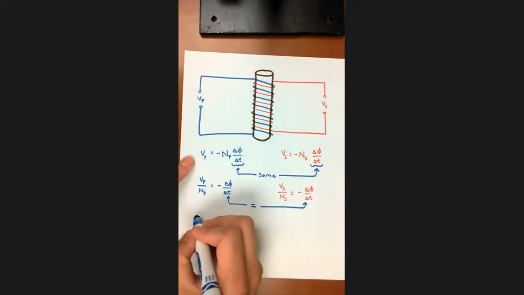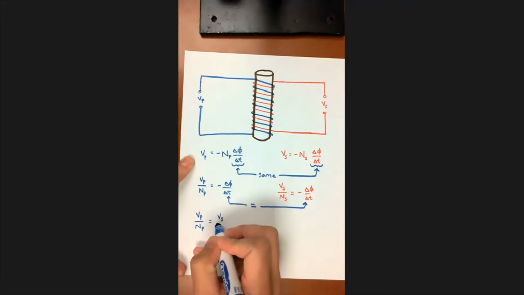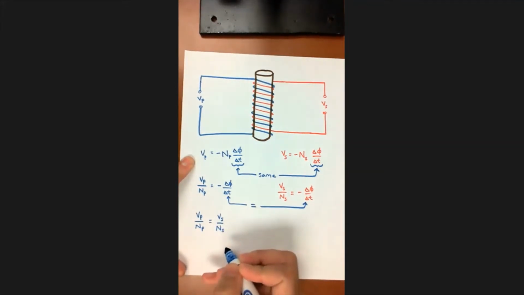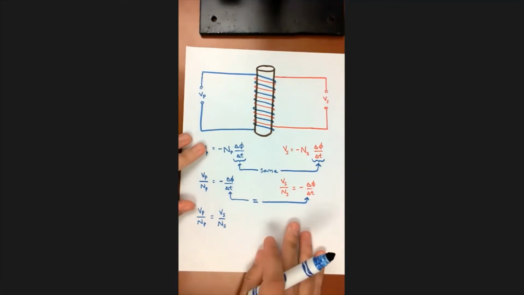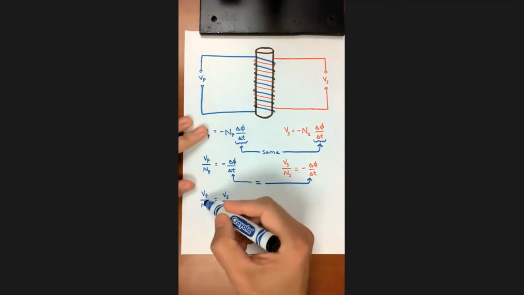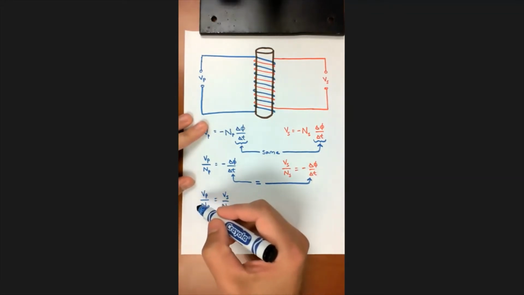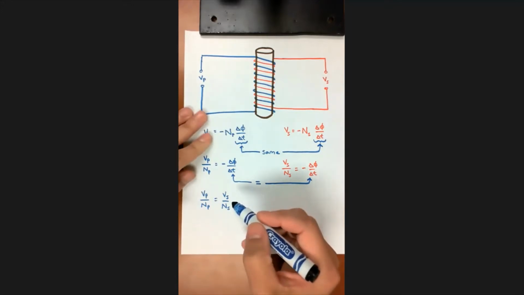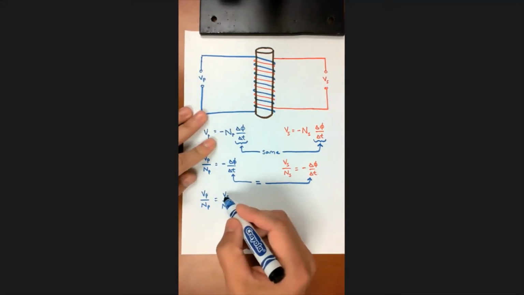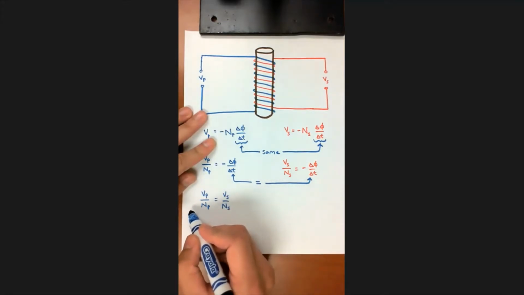All right, so we can write V sub P divided by N sub P equals V sub S divided by N sub S. So this is a good equation, but it's not quite the way we normally write it. You can see in this equation, we have the primary values on the left side and the secondary values on the right side. What I'm going to do is solve so that I get both of the voltage values on the left side and the number of turns on the right. So I'm going to divide both sides by V sub S. All right, so I'm going to get V sub S in the denominator down here.